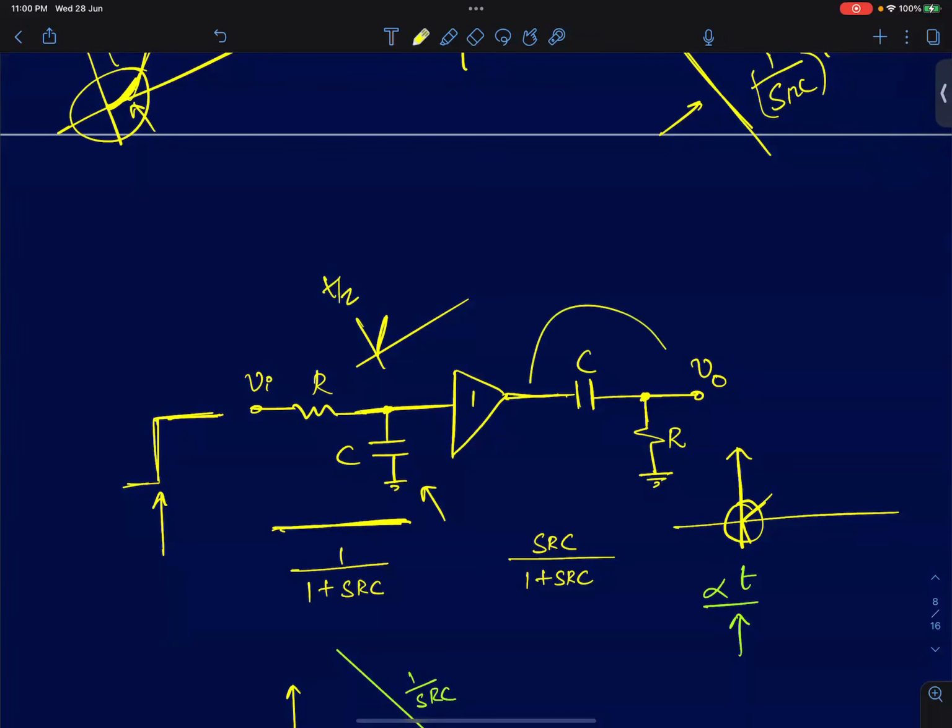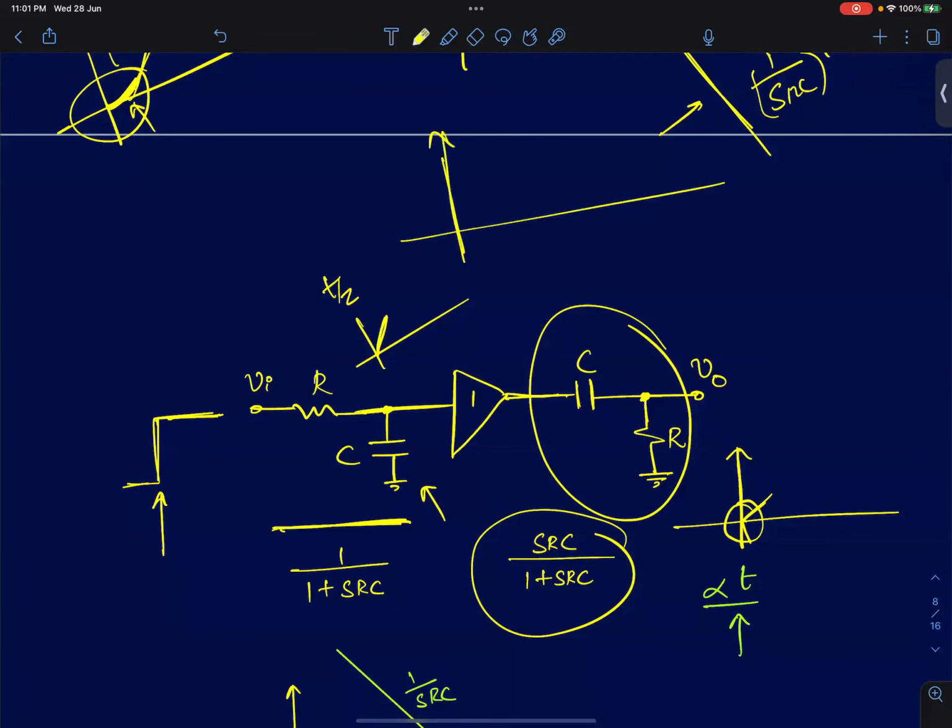Now what about this circuit? A high pass filter has a transfer function of SRC by 1 plus SRC. Now if you plot SRC by 1 plus SRC, you have a 0 at DC. On a log scale, 0 will be like minus infinity, right? So you take 20 log of 0, that will be minus infinity. And I think you guys know this.